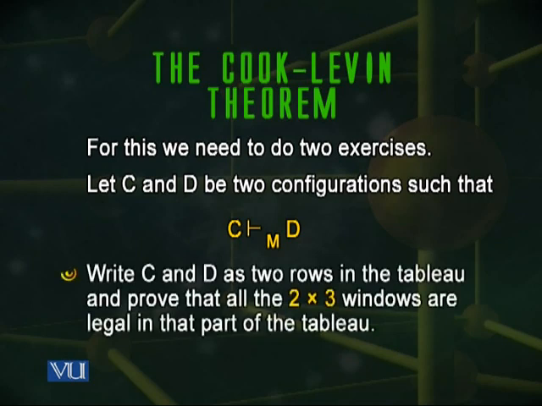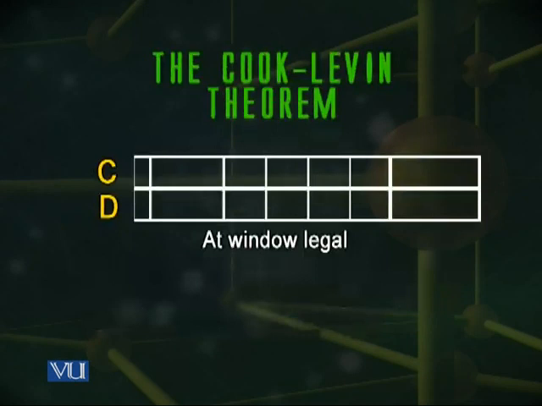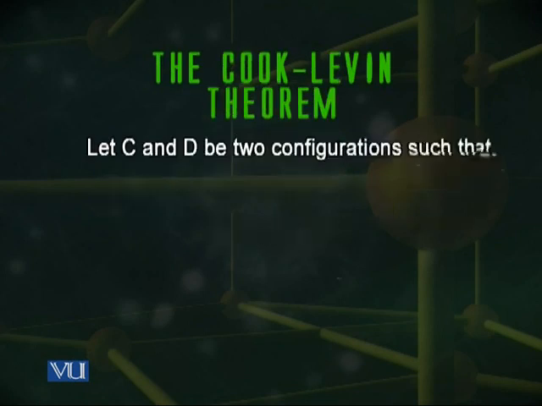Now let us write down C and D as 2 rows in the tableau. What you have to prove is that all 2x3 windows created in this tableau are legal. Let us look at a figure in which we have a configuration C up there, followed by a configuration D, which is yielded by the configuration C. And as we can see, all the windows created in this part of the tableau are legal.